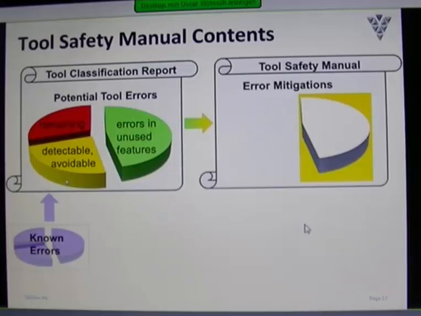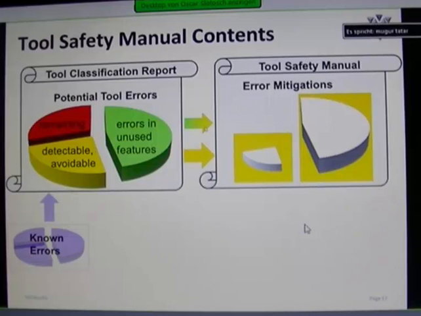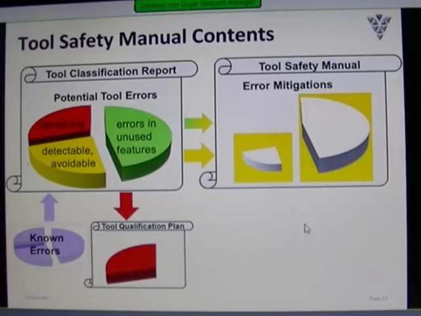So if the tool crashes, you will notice this. Therefore you have to add to the tool safety manual, please check for tool crashes. Well, that's probably so silly you don't need to write it, but in principle it is something important to put there. And more difficult are those remaining potential errors in the features you're using that are not so easy to detect. And for those you create a tool qualification plan. And this tool qualification plan aims at showing the absence of those potential errors.